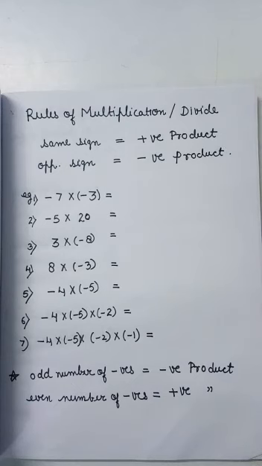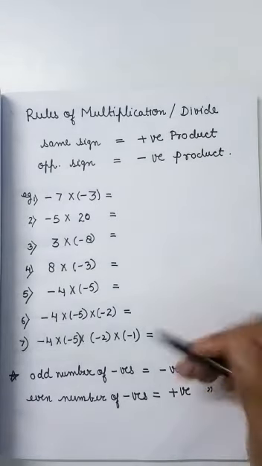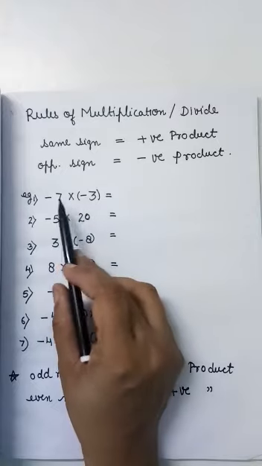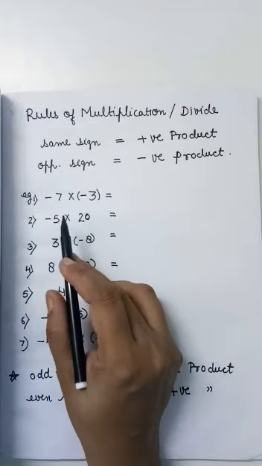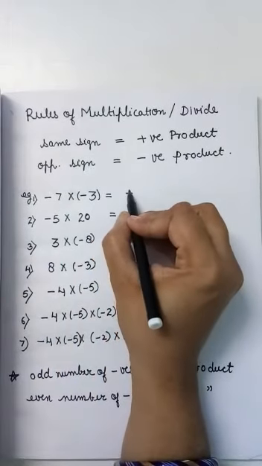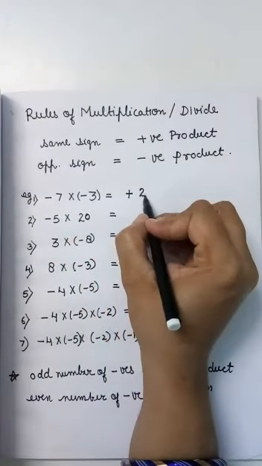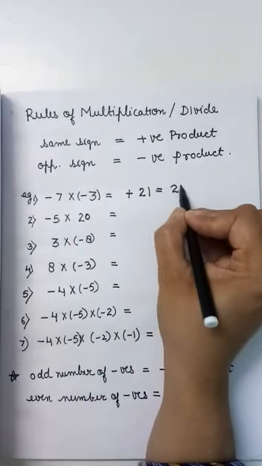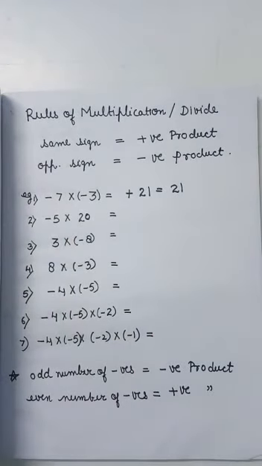Always remember class, please remember these two things: what the rules of addition and subtraction are, and what the rules of multiply and divide are. So here you will see this is minus 7 multiplied by minus 3. The sign of both the numbers is negative. So what will you write? Positive answer will come, and this is 7 3s are 21. Get it class? You can write only 21 also, because there is no need to write the plus sign.